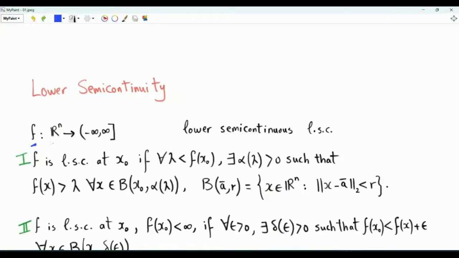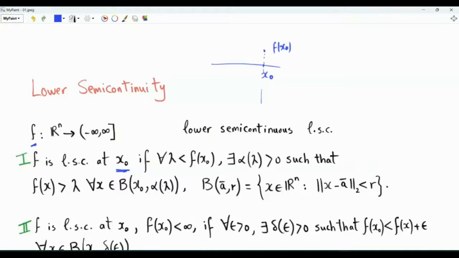We have a function f, the domain is Rn, and function f is an extended real valued function. So we allow f to take the value plus infinity. Function f is lower semi-continuous, LSC, at a point x0, if for every lambda that is less than f of x0, so if this is x0 and the value of the function here is f of x0, then for every lambda that is strictly less than f of x0, there exists an alpha, and this alpha, of course, will depend on lambda, such that f of x is greater than lambda for every x in the ball with center x0 and radius alpha of lambda.